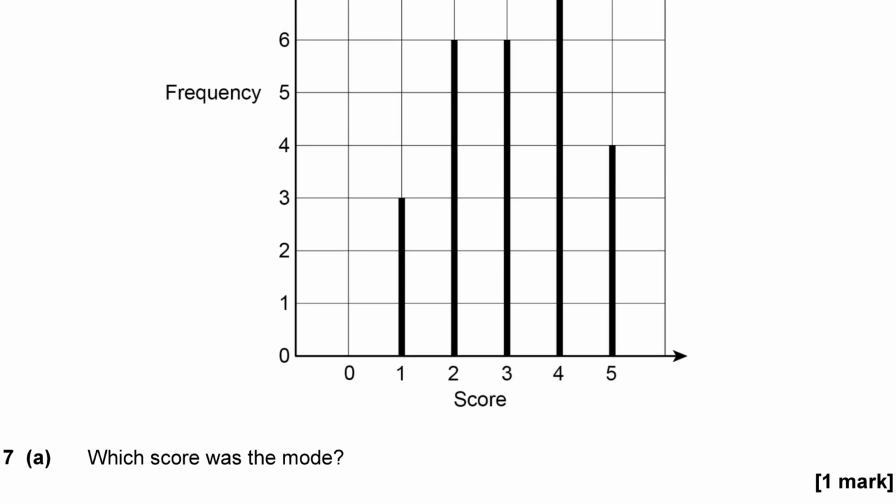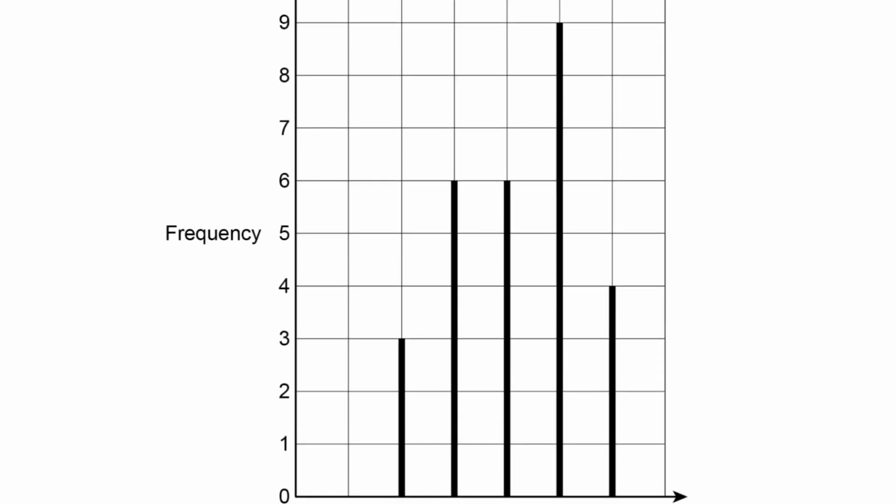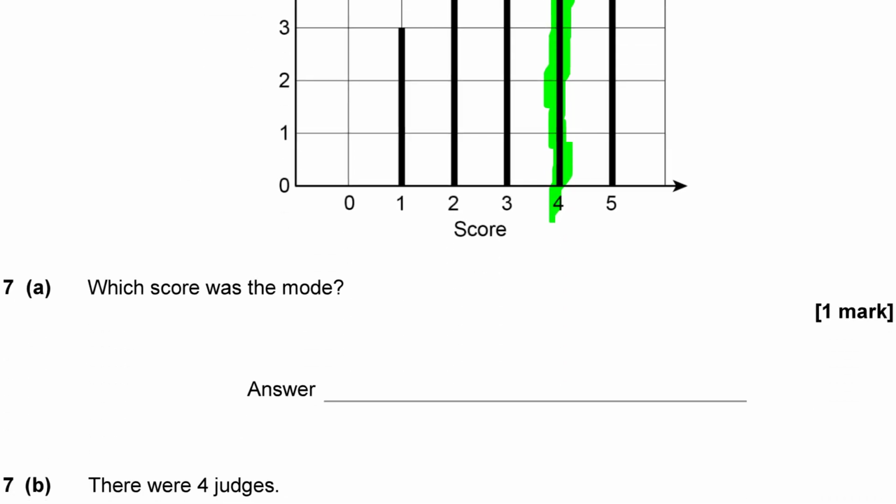Okay, now the first question is, which score was the mode? Now a mode is the most frequently occurring. So having a look at our graph, the mode is going to be the tallest bar on the graph, which is quite clearly that one there. That's the tallest bar, and that is for a score of 4. So the score of 4 occurs 9 times. Now the fact it occurs 9 times makes it the mode, but the score itself is the modal value, so the score is 4.